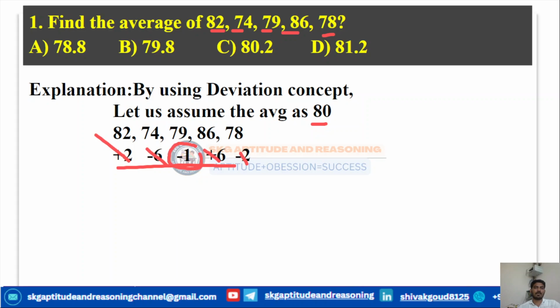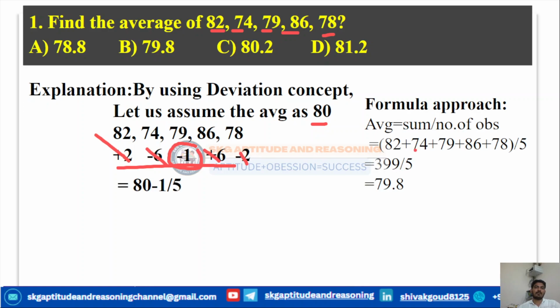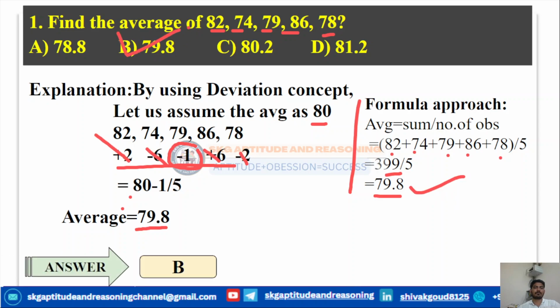This minus 1 is the deviation for 5 observations. So 80 plus minus 1 by 5 will be equal to how much? 79.8. If you want to go with the formula approach, you can solve by using the same method, that is average equals sum divided by the number of observations. 82 plus 74 plus 79 plus 86 plus 78 divided by 5. If you add all these values, you'll get 399 divided by 5. So we'll get the same answer, 79.8, which is presented in option B.